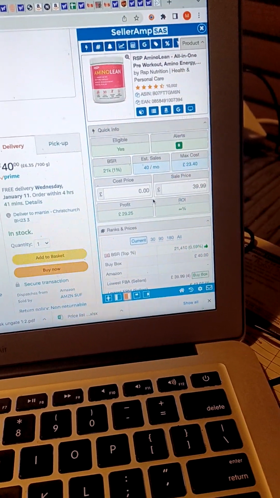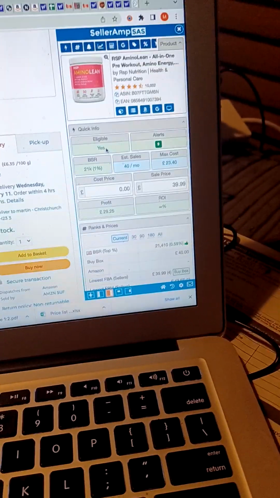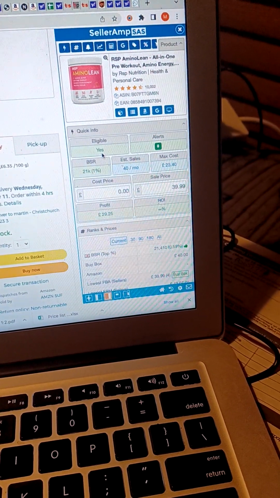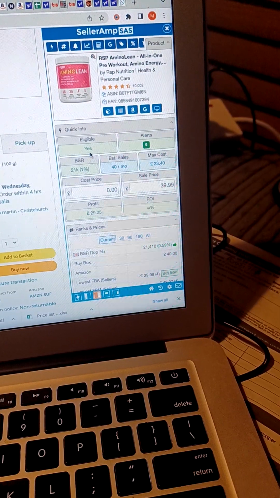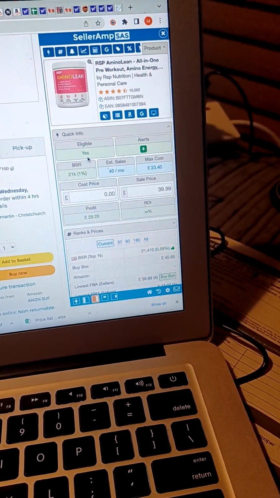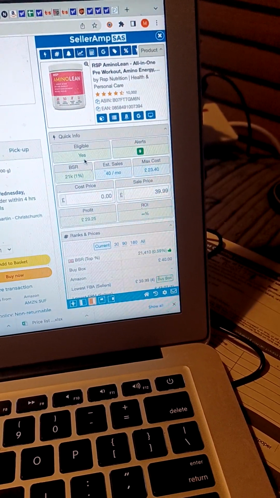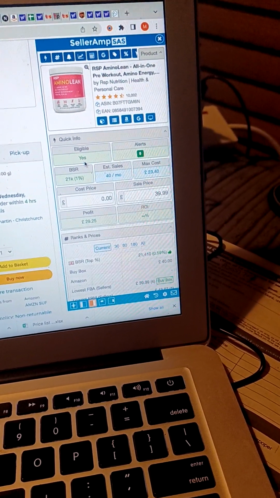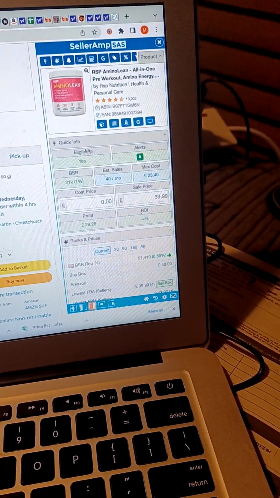Well, how do I look at these things? So eligible, yes, happy days. Yes or no, pretty simple. If it's a no, it's probably because you're gated on the item, i.e. it's a big brand and you usually need to buy 10 or more of the product, send in the invoice, and you'll be ungated within usually the same day. And then it'll go to yes.